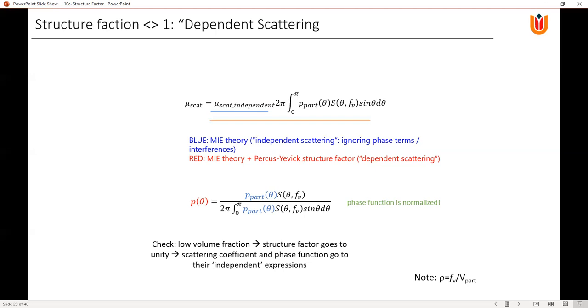The check that needs to be in there, of course, is that if we go to low volume fractions, then the structure factor would go to unity. So then we would see no real difference between blue and red curves. They should go to, let's say, independent.